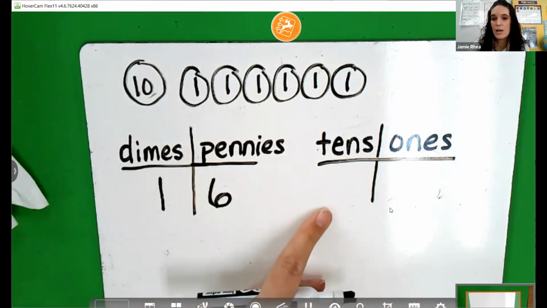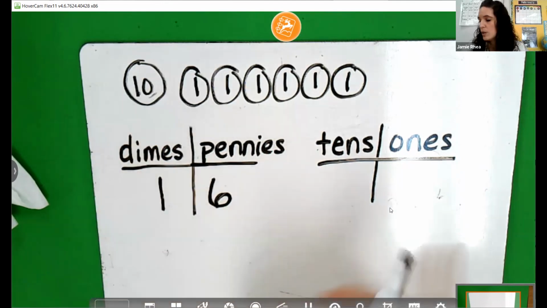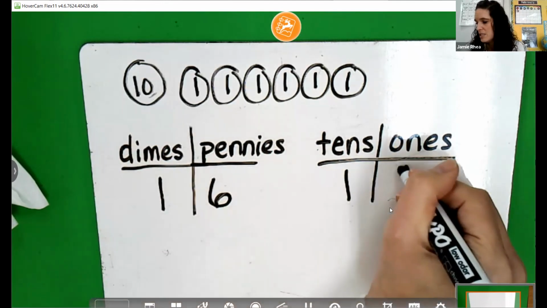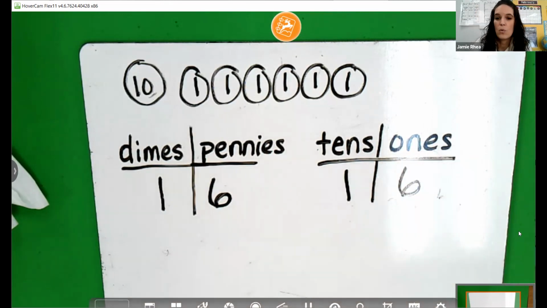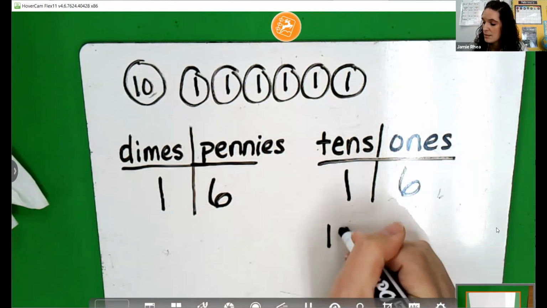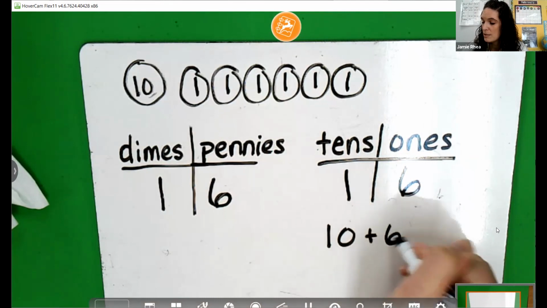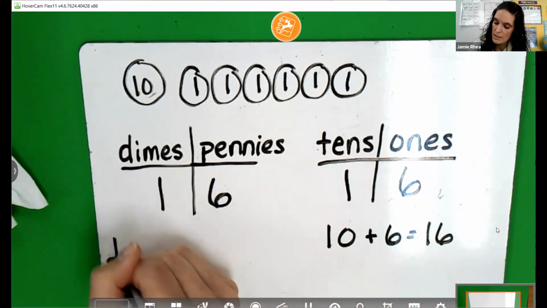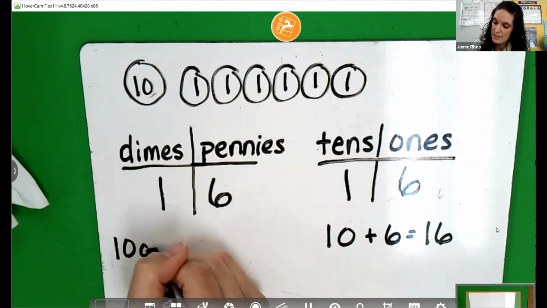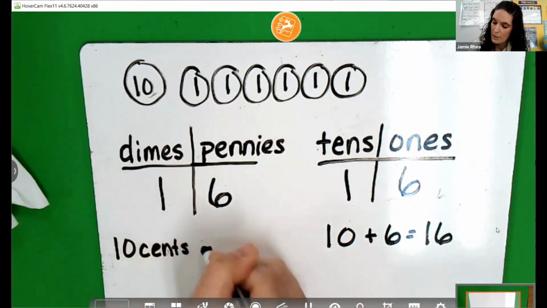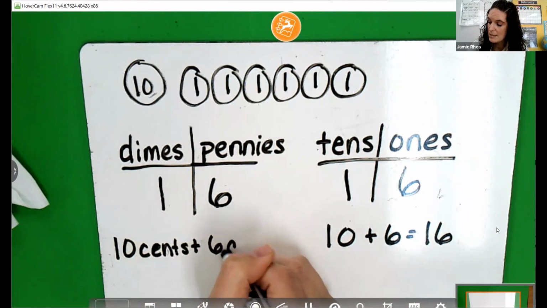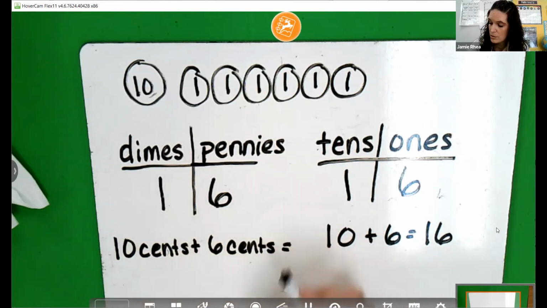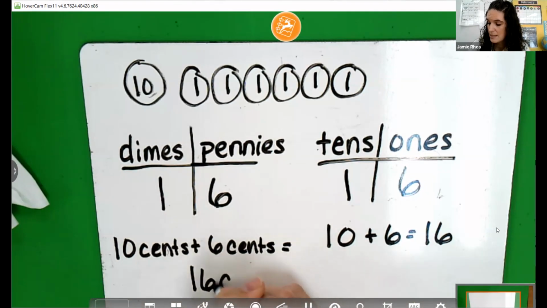Now, how many 10s do I have? I have 1 ten. How many ones do I have? I have 6 ones. So 1 ten plus 6 ones equals 16, and 10 cents plus 6 cents, go down here, equals 16 cents.